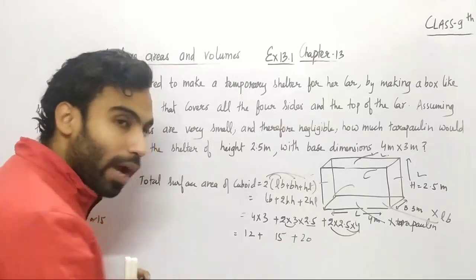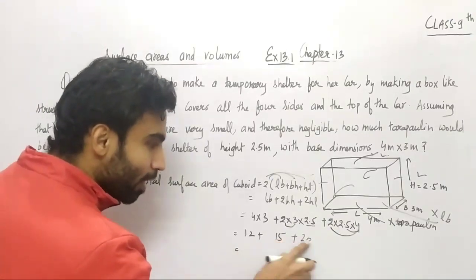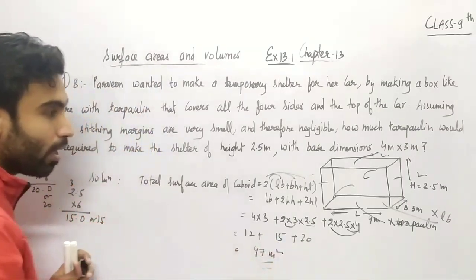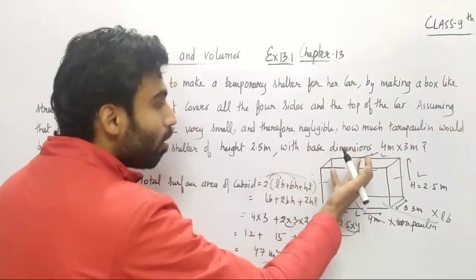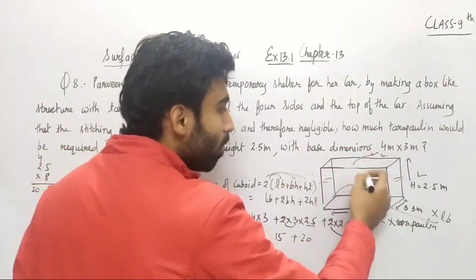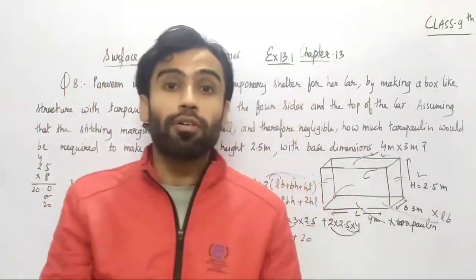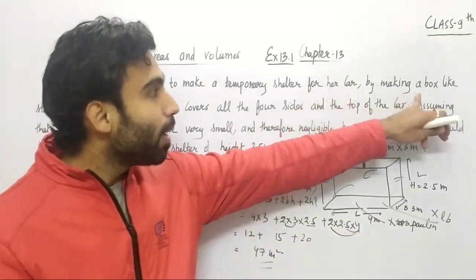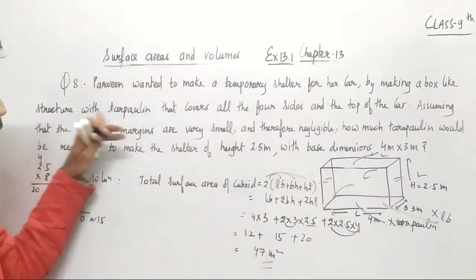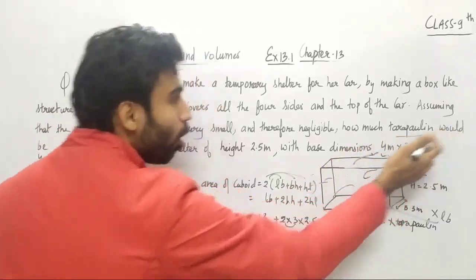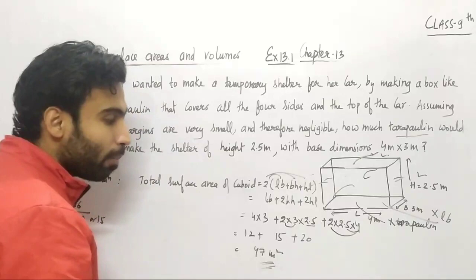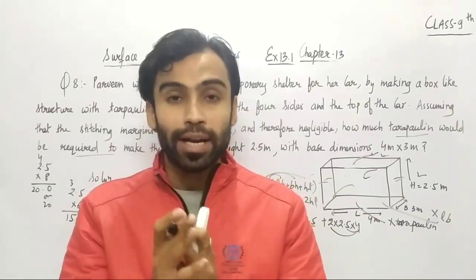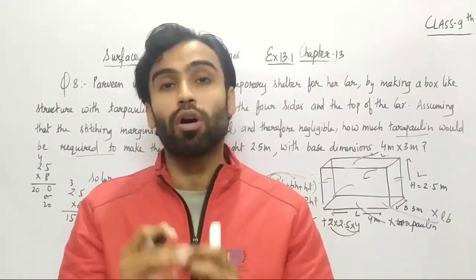Now simply you have to add them, right? So what it will be: 2 plus 5 is 7, plus 0 is 7, then 2 plus 1 is 3, 3 plus 1 is 4. So 47 meter square is going to be the area, the terrapolin required for the 4 sides and the top to cover the car, right? So you can see the shelter that Praveen made for her car by making a box-like structure with terrapolin, the area of terrapolin required is 47 meters square, right? So that was all in this question, and we have come to an end to this exercise as well, right? So that was all in this video.